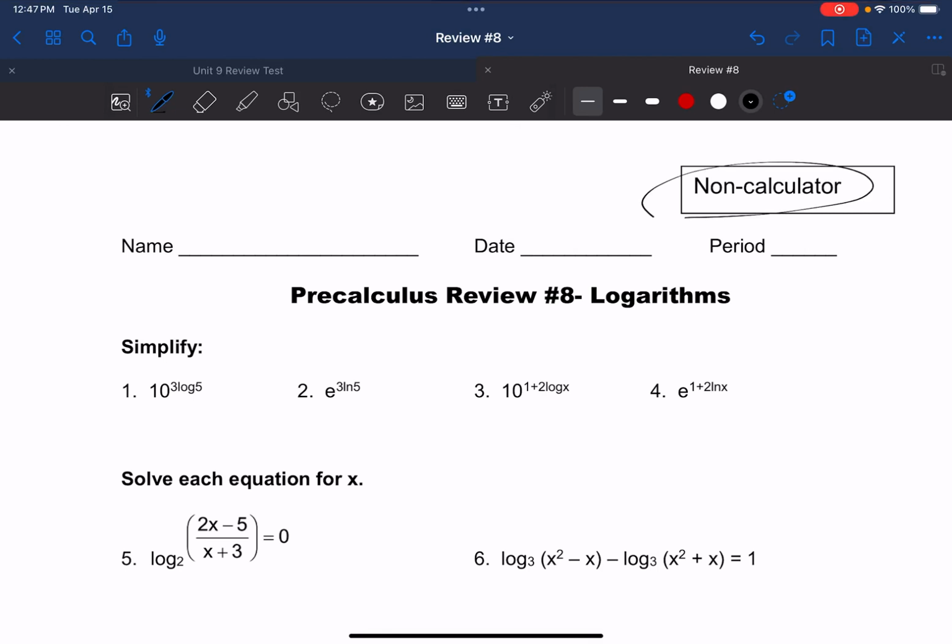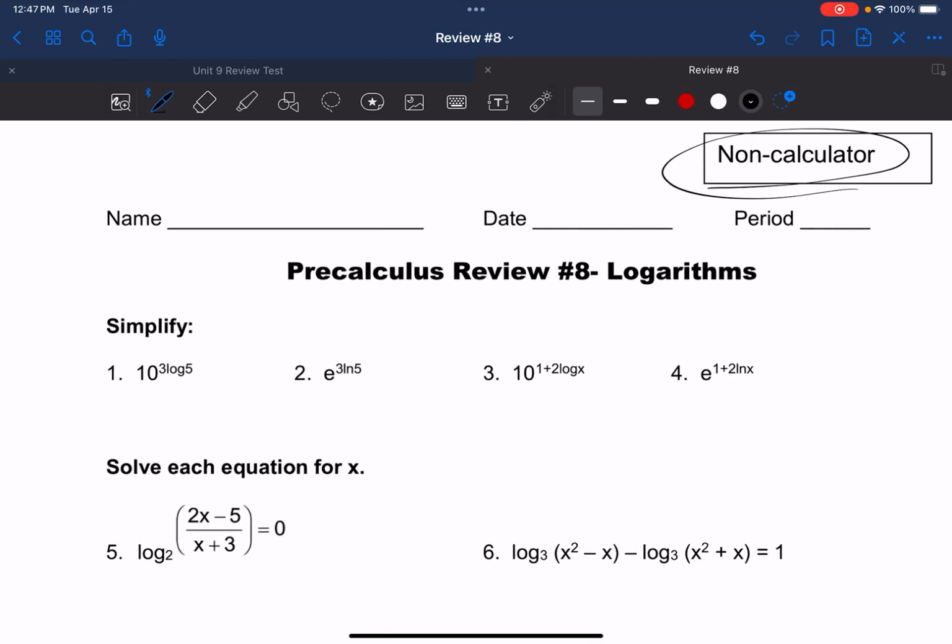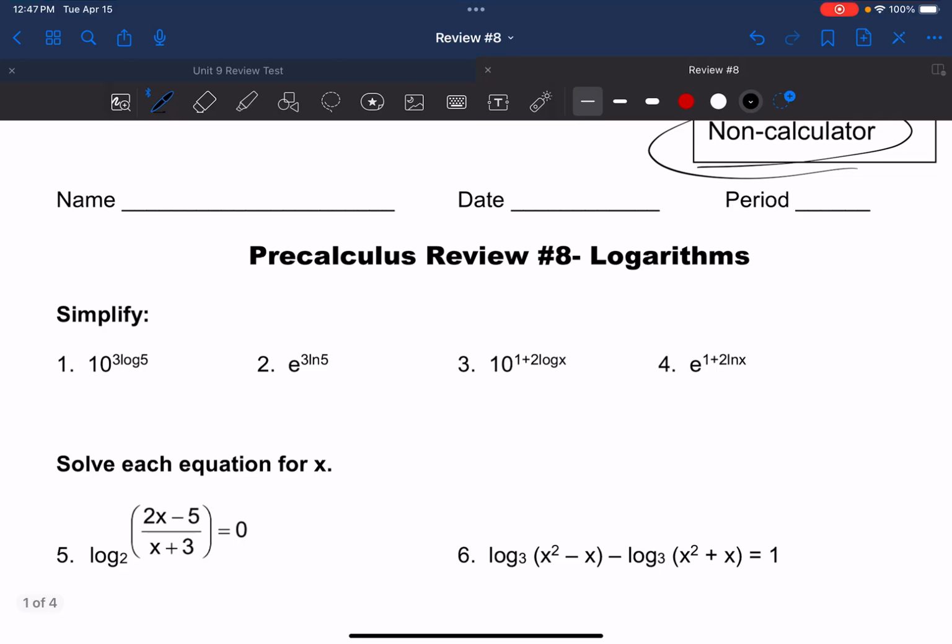First part of the review here is non-calculator, so keep that in mind when solving these. This will be on the non-calculator part of the test. So we are on 1 through 4 looking for this missing side over here.